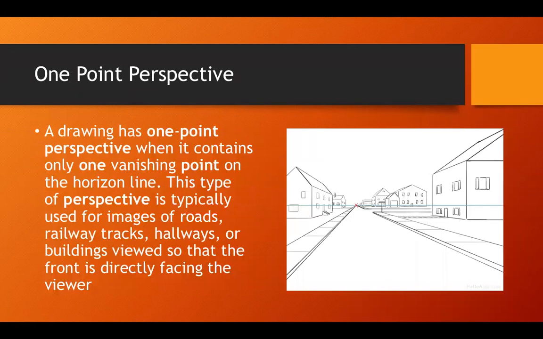Now we're going to talk about one-point perspective. One-point perspective is a drawing or an artwork that has what's called a vanishing point. This little X is where the vanishing point is. It also has a horizon line. Here's the horizon line. The horizon line is what separates the sky from the ground. And typically you see this on images where you see roads, train tracks, buildings, that type of thing, because it helps create the perspective that things are all directed towards this vanishing point.